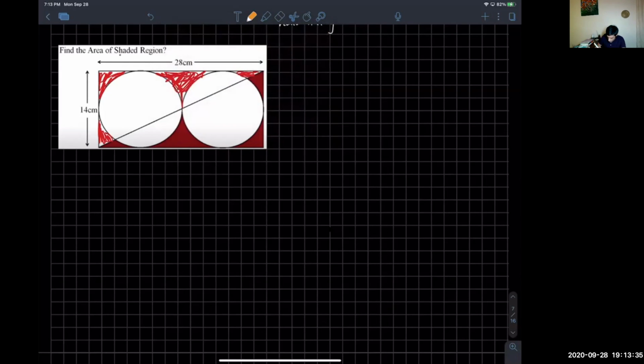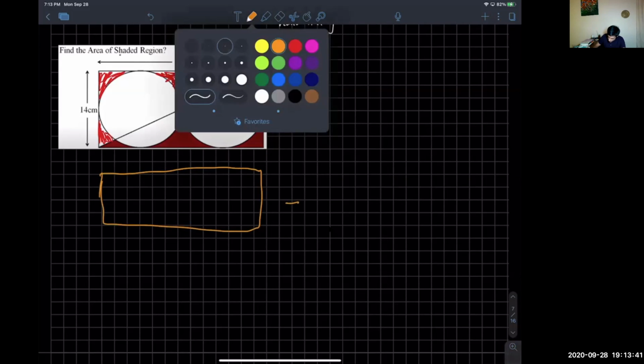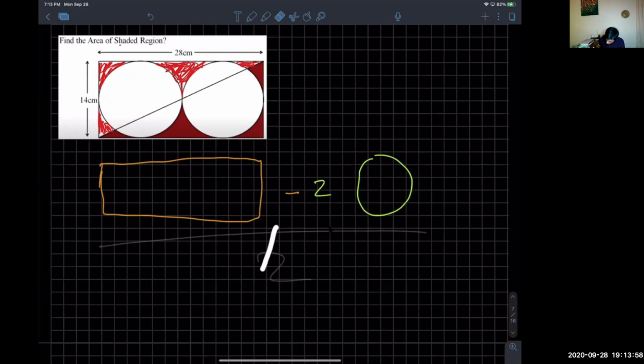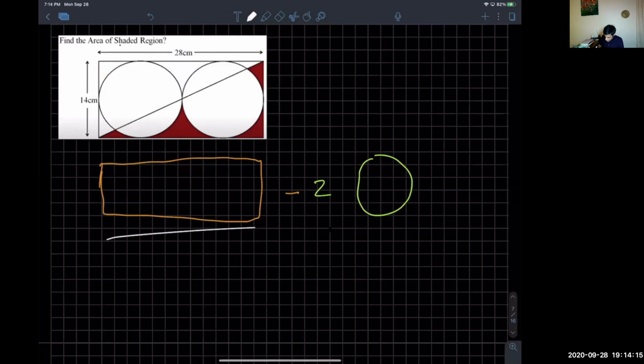If you notice, this is one big rectangle, right? Minus 2 circles. So these are the 2 circles, right? All of this divided by 2. Do you notice that? If the question was just the current red shaded portion, like everything here, then it's just one rectangle minus 2 circles. But because we're not including this, it's 1 rectangle minus the green circle, divided by 2.